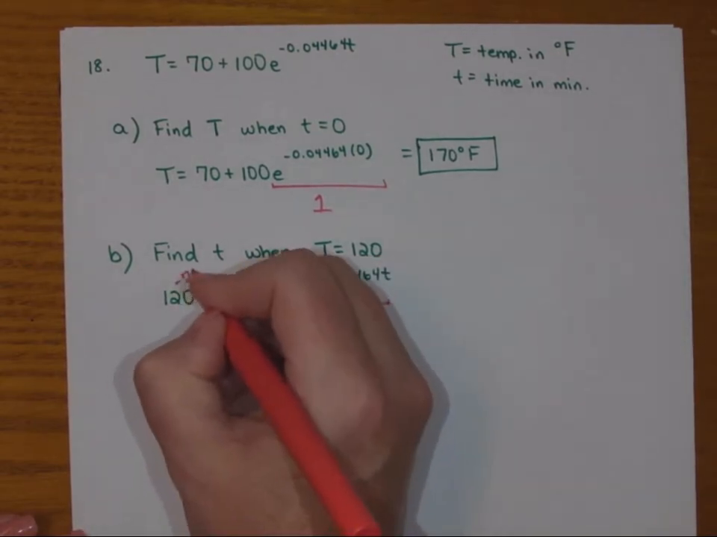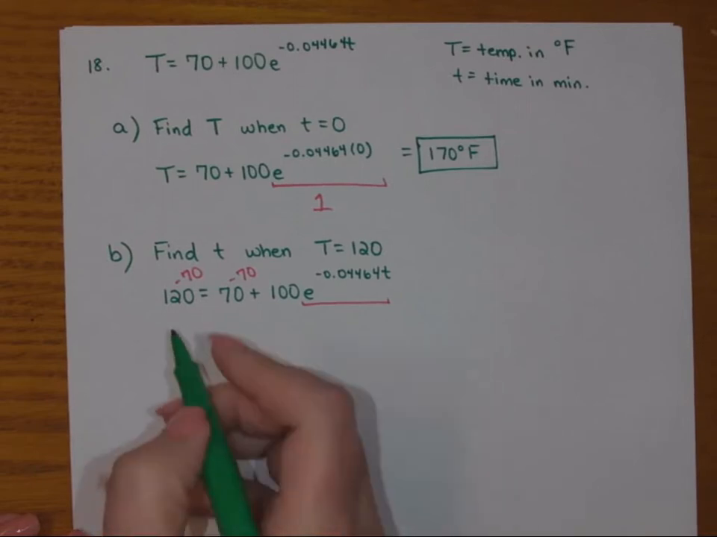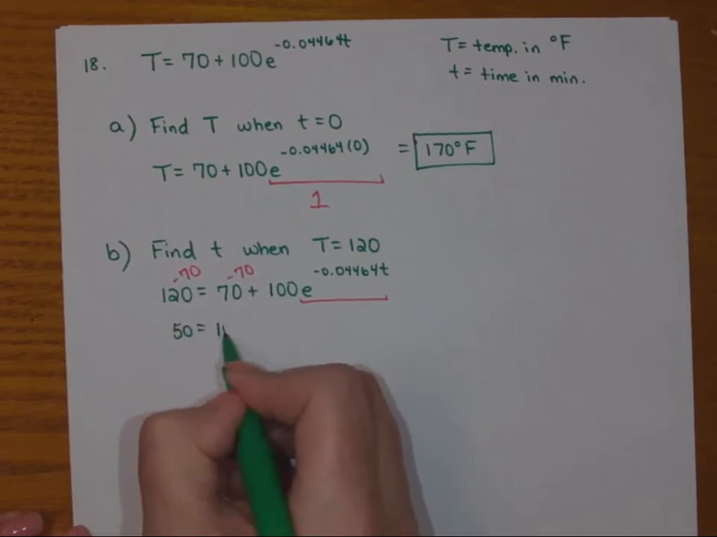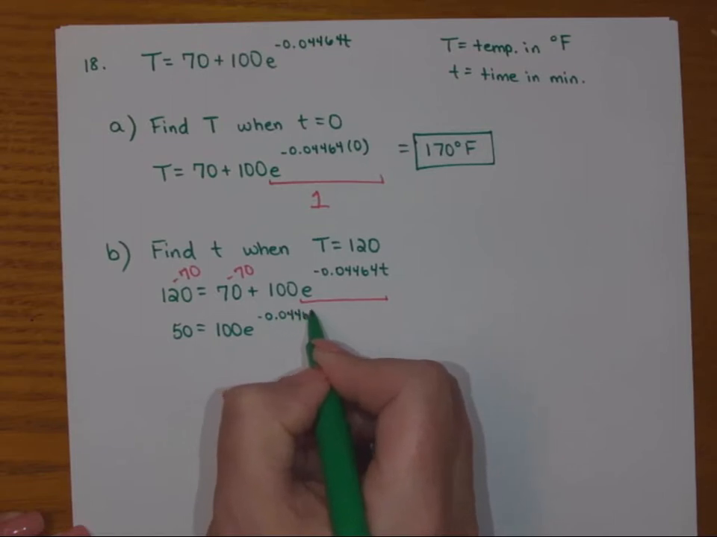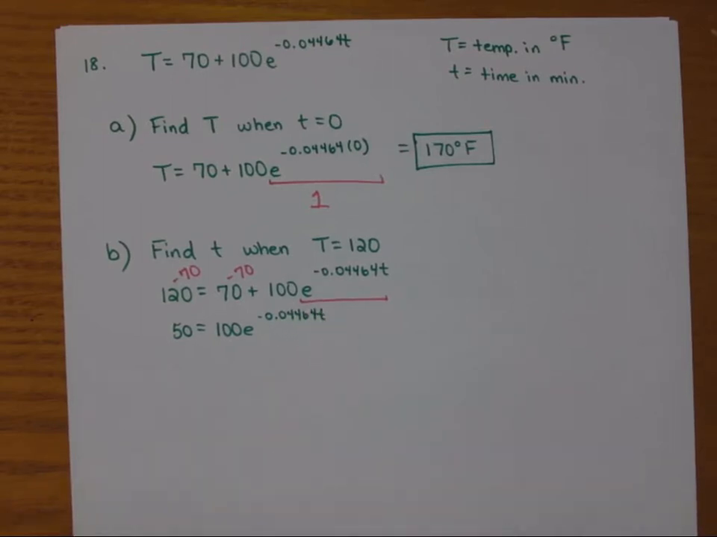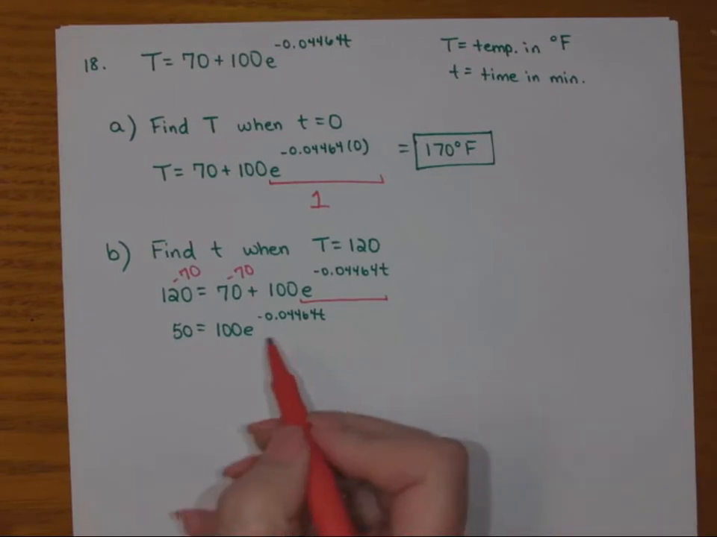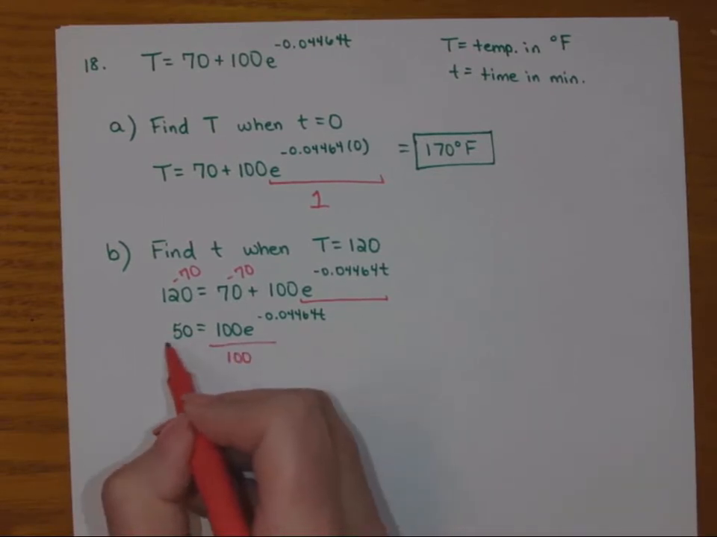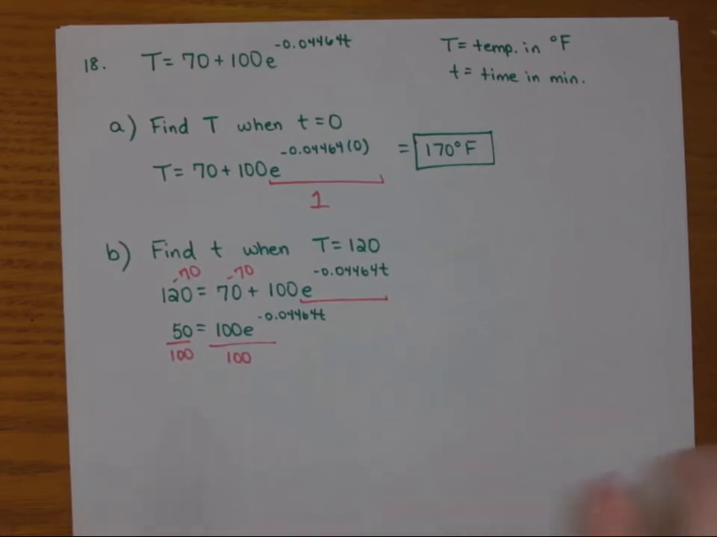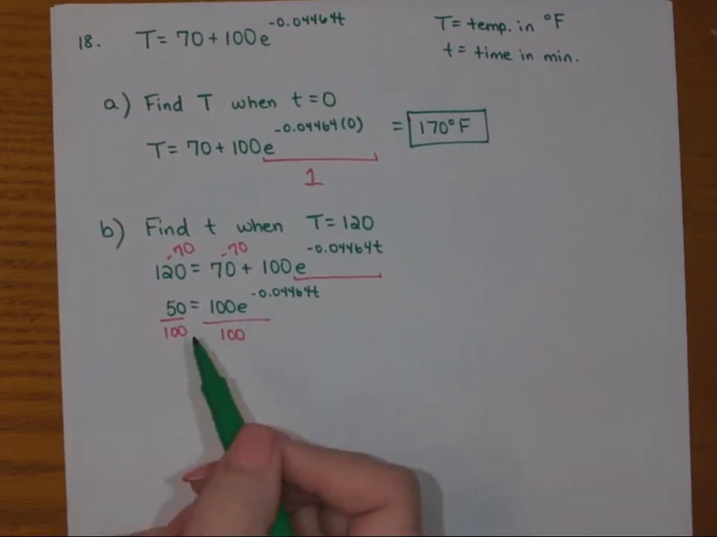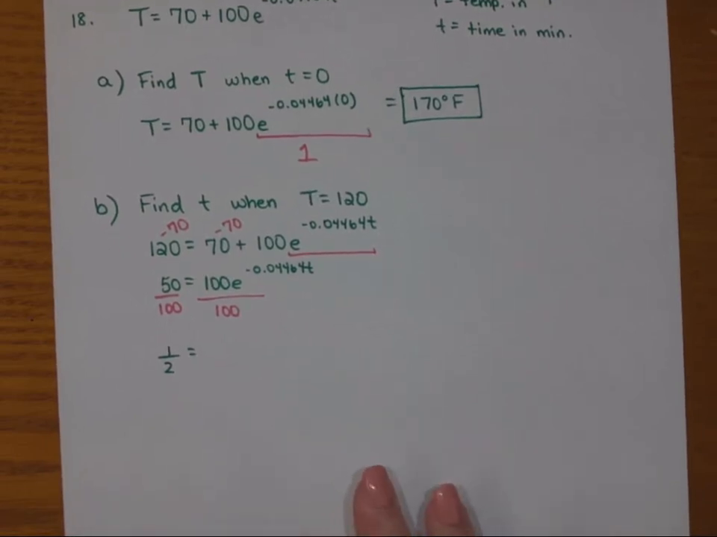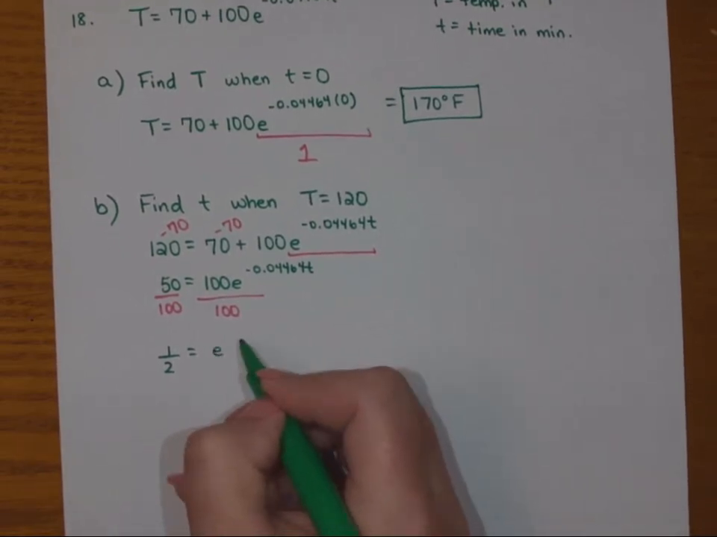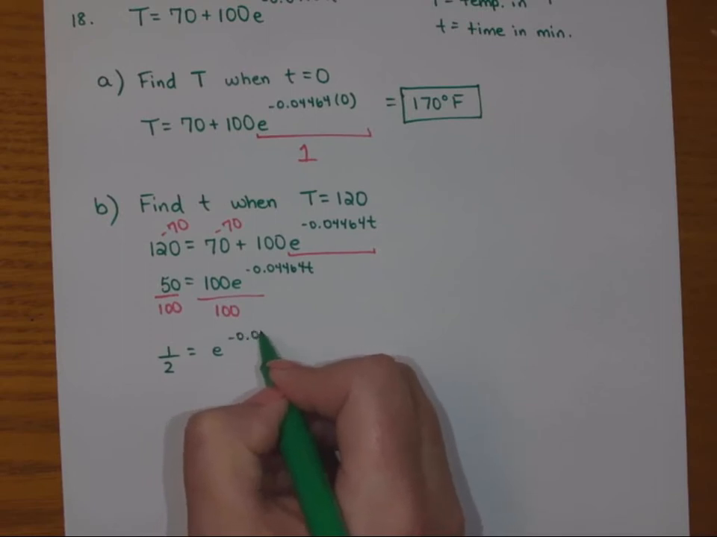So I'm going to work to do that. I'm going to subtract 70 from both sides, and that's going to give me 50 equals 100, and then that e term again. And then I would divide by 100, because again, I'm trying to get the e part all alone. So you can simplify this. 50 over 100 is just 1/2. Okay, you could also write 0.5, but don't change it to a decimal if it's not a pleasant one. And then you get to the e thing again.